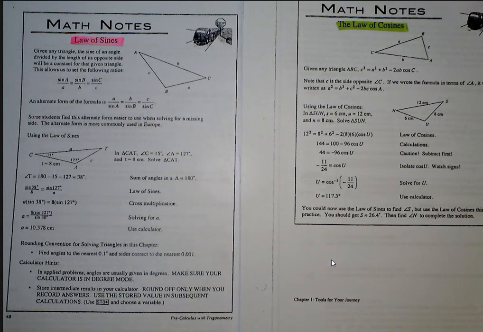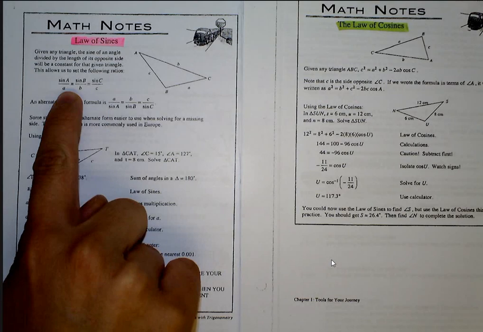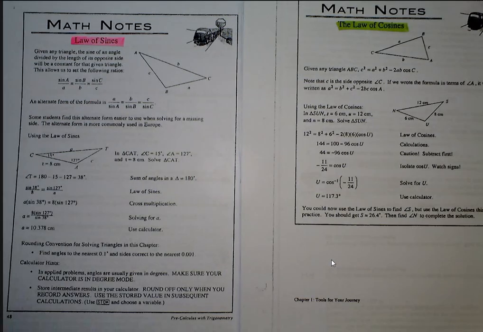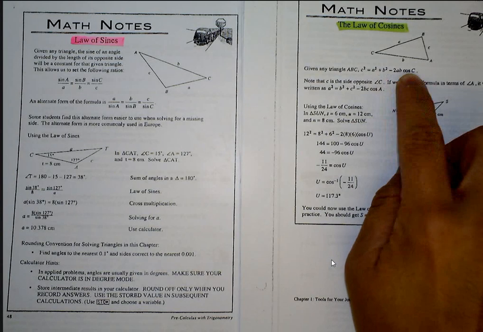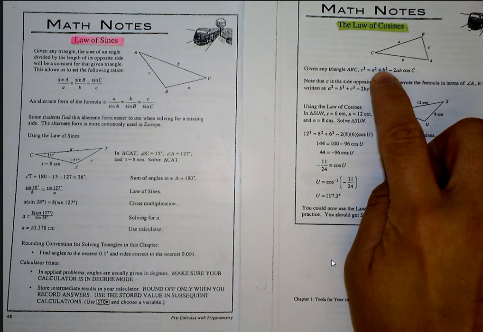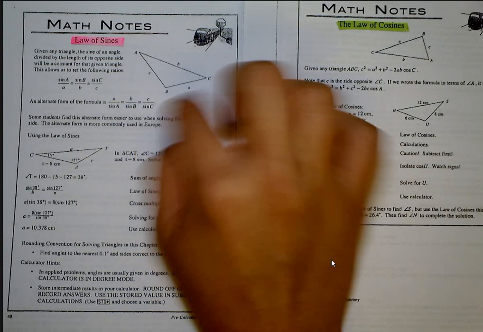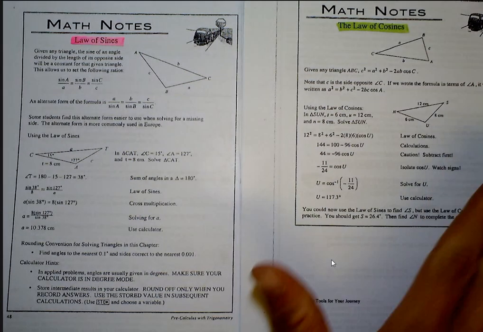So first of all, you should know that the law of sines is a ratio, it gives you three ratios and sets a proportion. Law of cosines is like the Pythagorean theorem, c squared equals a squared plus b squared, but it's for non-right triangles. Law of sines and law of cosines are both useful for when we do not have a right triangle.